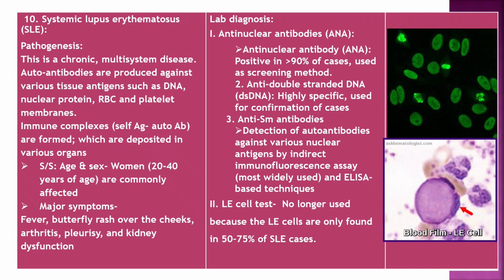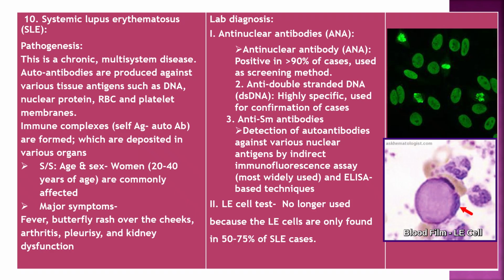Systemic lupus erythematosus, so we'll see it in detail. Pathogenesis: it is a chronic multisystem disease. Autoantibodies are produced against various tissue antigens such as DNA, nuclear protein, RBC, and platelet membranes. Immune complexes of self-antigen and autoantibody are formed, which are deposited in various organs. Symptoms: age and sex, women 20 to 40 years of age are commonly affected, and major symptoms are fever, butterfly rash over the cheeks, arthritis, pleurisy, and kidney dysfunction.